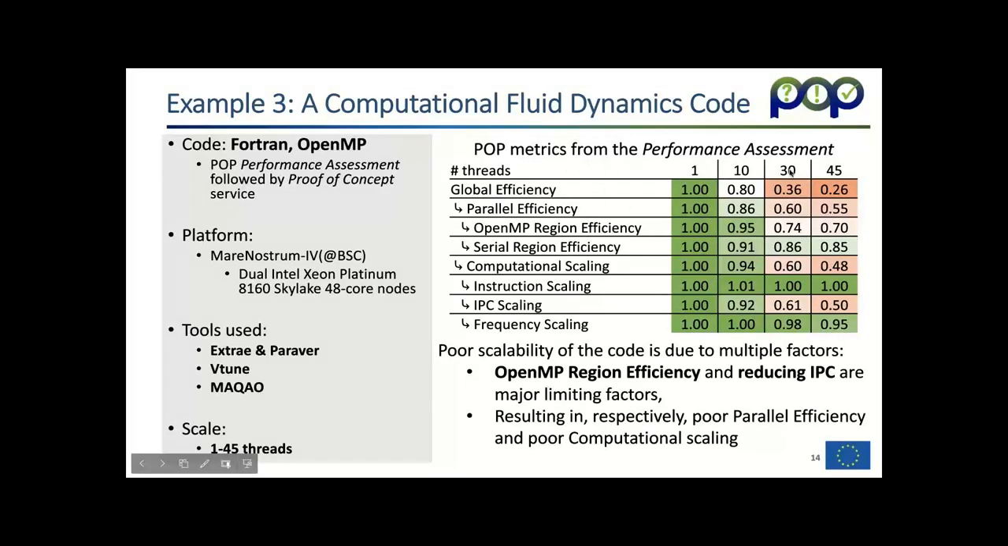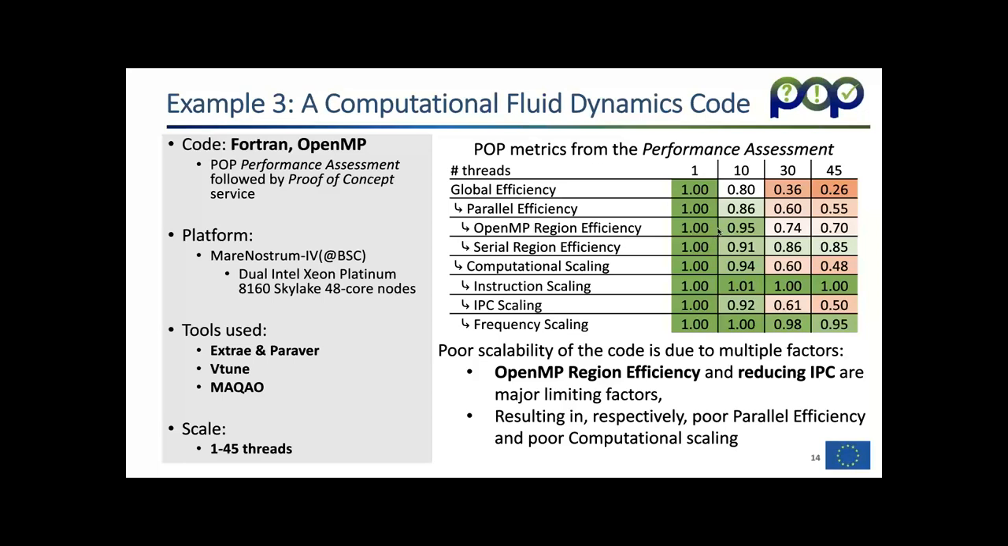In this code, this is again the matrix. The global efficiency, for example, is very bad at 45 threads in this case. And if we look down the metrics further, we see that the computation scaling is bad, 48%. But in this case, the instruction scaling is perfect, it's 100%. So we're not doing more instructions in this case, but we're still spending more time on calculations as we increase the number of threads. And that is, in this case, due to the IPC scaling going down. So we do instructions less efficiently. We do fewer instructions per cycle. So the user has to look at why his loops, for example, get less efficient if you parallelize them, if you decompose them with OpenMP for constructs.